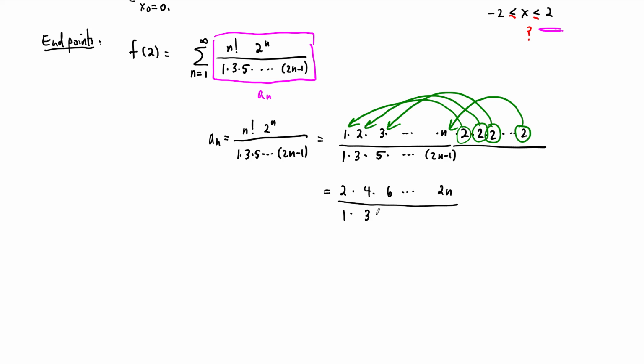1 times 3 times 5 all the way up to 2n minus 1. As we move across this list, I've written this so that these are grouped. We have 2 over 1, the top is bigger. 4 over 3, the top is bigger. 6 over 5, again the numerator, or the top, is bigger. All the way up through 2n over 2n minus 1, the top is bigger.